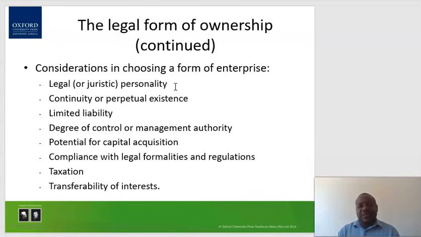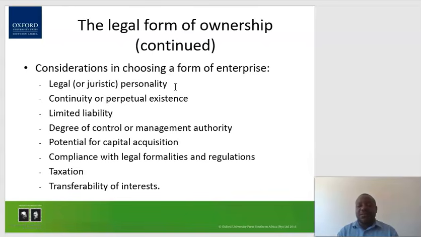Then another key consideration, or another factor that also ought to be considered, is the issue of continuity or perpetual existence. There are some forms of business enterprises that once the entrepreneur falls sick, or they are incapacitated, or they die, the business dies with them. A perfect example of a business without continuity or perpetual existence is a sole proprietorship or sole traders. Once the owner dies, normally they die with their businesses. But that is not the case with other forms of businesses such as companies.